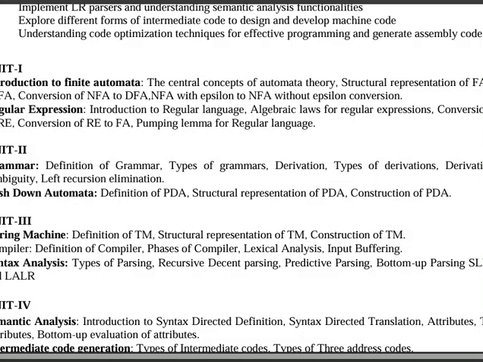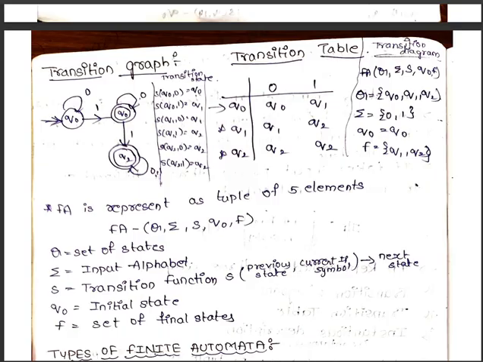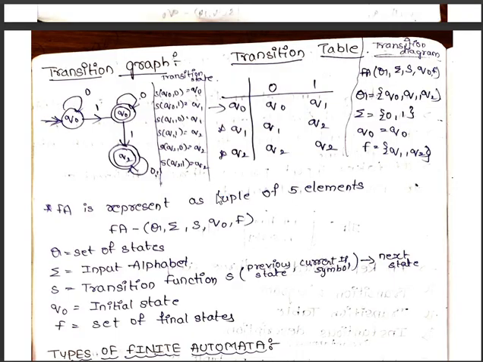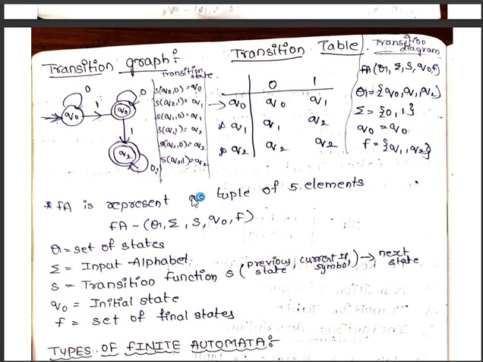In this video, I'm going to explain the main important topic, which is 5 tuples, which are there to solve the finite automata. In my previous video, I already explained about the transition graphs, transition table, how to construct. Now let's understand these 5 elements. FA is represented as a tuple of 5 elements. So what are the 5 tuples?